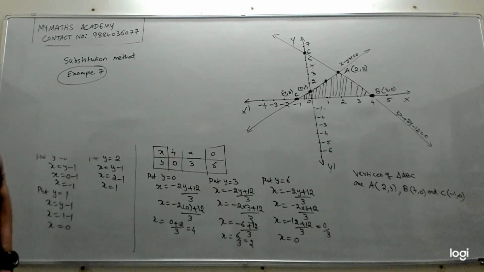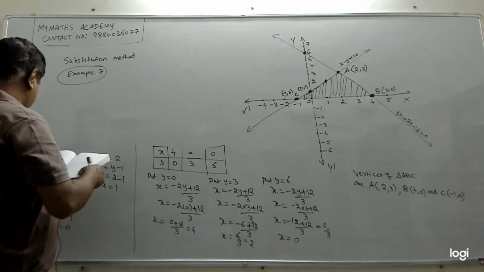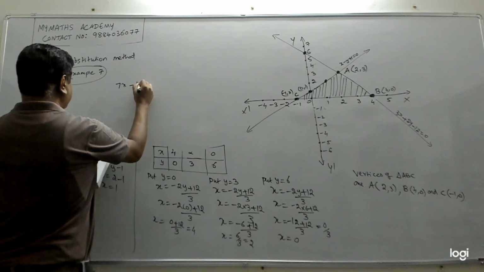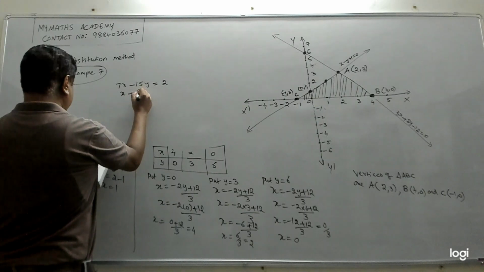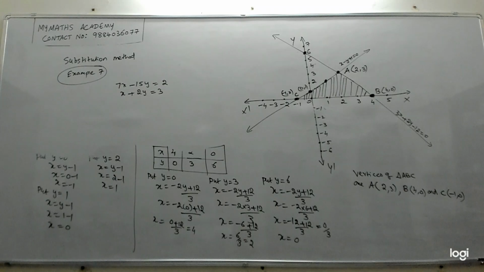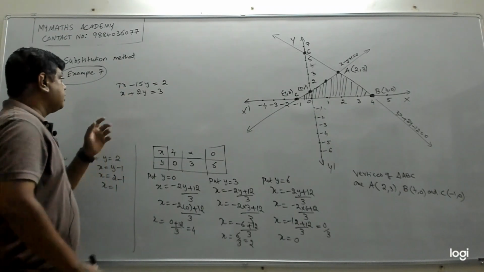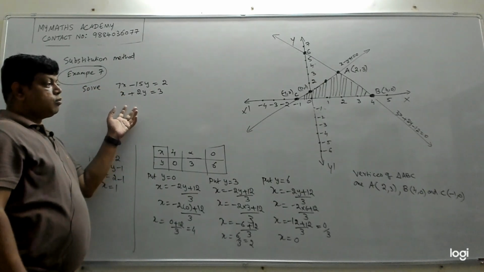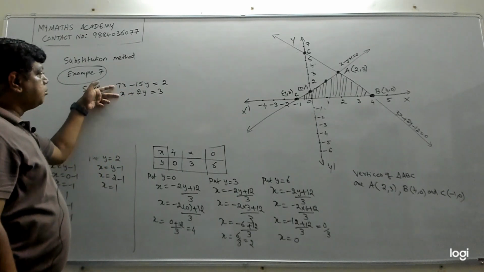What it says is, solve the following pair of equations by substitution method. So what is the equation? 7x minus 15y equal to 2, x plus 2y is equal to 3. Solve them means we need to find the value of x and y, and that x and y should satisfy both the equations. The same x and y should satisfy both these two equations.